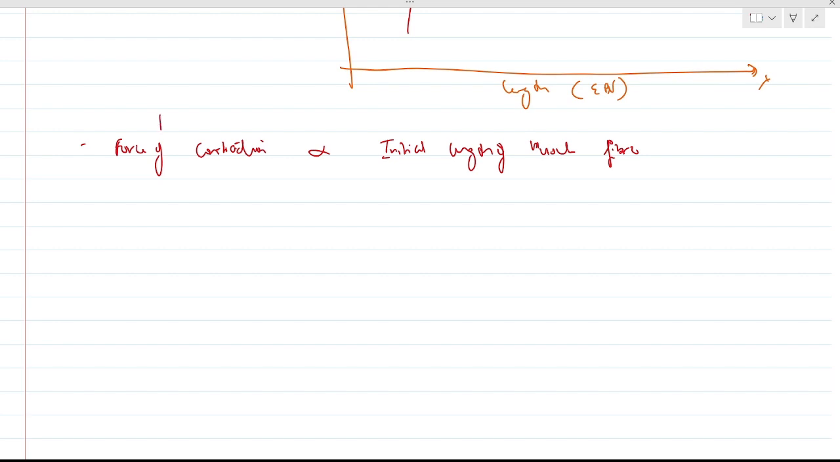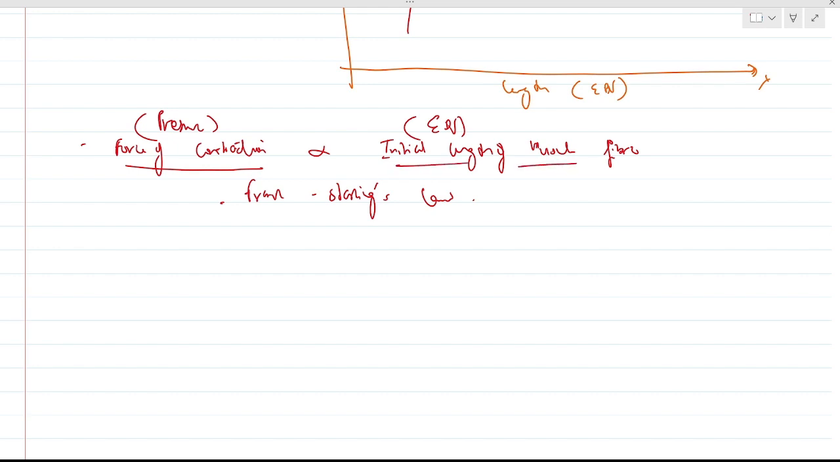What is this force of contraction? Pressure factor. What is this initial length of muscle fiber? Represented by end diastolic volume. This is called our Frank-Starling's law. The force of contraction is directly proportional to the initial length of the muscle fibers.